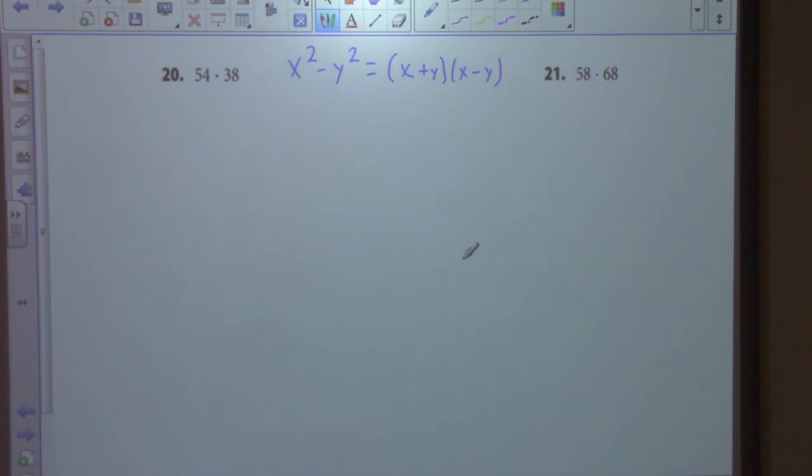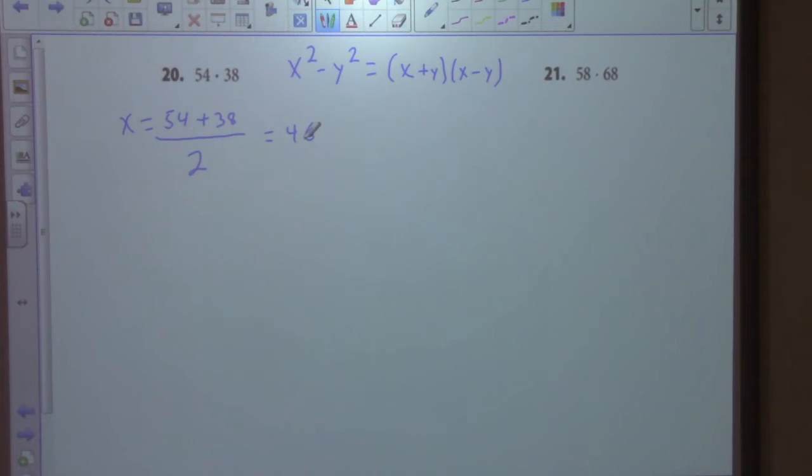Okay, guys. I will show you what it is. It's not really super apparent. It took me a minute to figure it out too. What x is going to be, it's going to be the average of these two numbers. Okay? So x is equal to 54 plus 38 divided by 2. And that's going to be 92 divided by 2? Exactly right. So that's going to be 46.